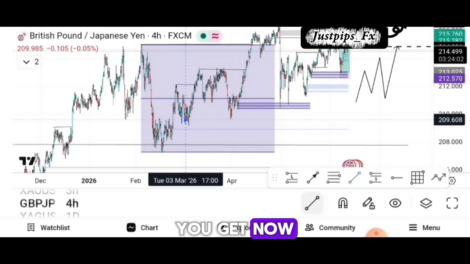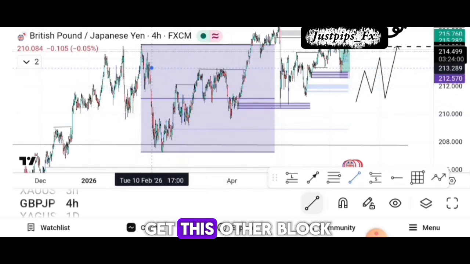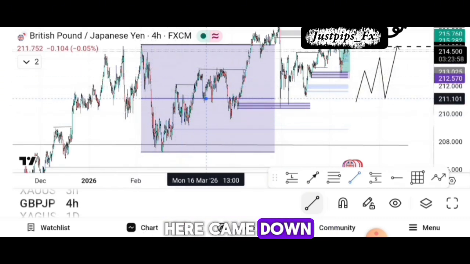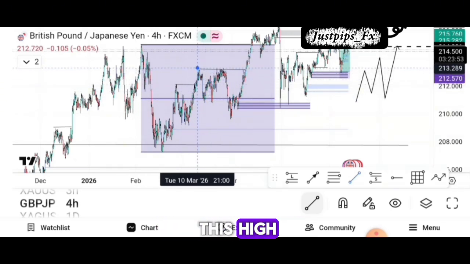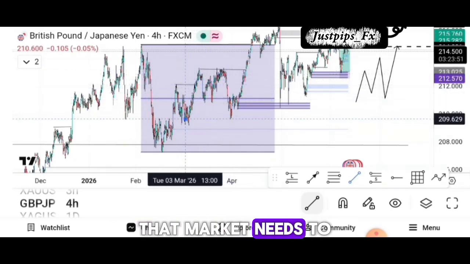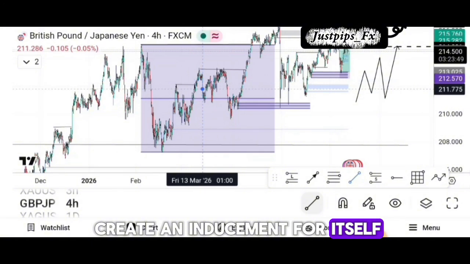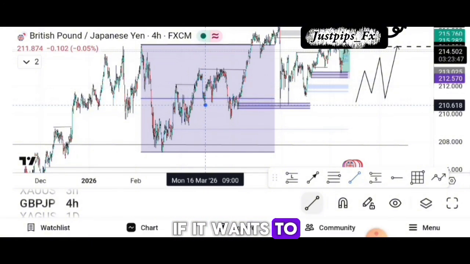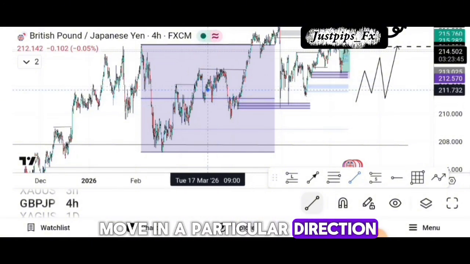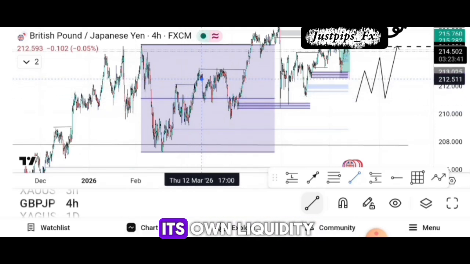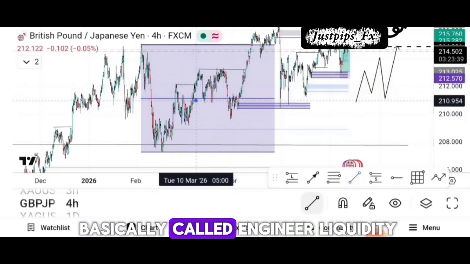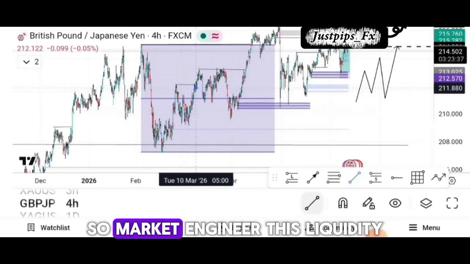Now it took up, mitigated this breaker order block here, came down, tapped into this breaker block here. It didn't take out this high. Remember what I told you, the market needs to create an inducement for itself if it wants to move in a particular direction. If there is no liquidity, market creates its own liquidity. So what that is basically called is engineered liquidity. So the market engineered this liquidity.